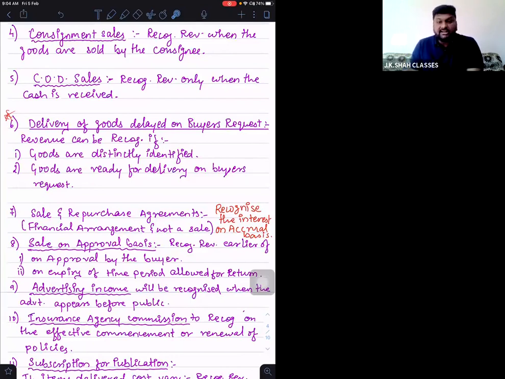Sale and repurchase agreement. Sir, I have already explained sale and repurchase agreement in the first lecture. In the sale and repurchase agreement, you will not record the sale or purchase. Rather, you will record it as a loan and the interest will be recorded on accrual basis. Sale and repurchase agreements are nothing but financial agreements and not a sale. So if it is a financial arrangement, you have to record the interest purely on accrual basis. Right? Very simple point.